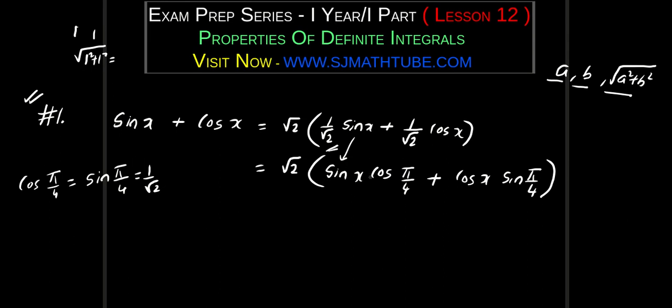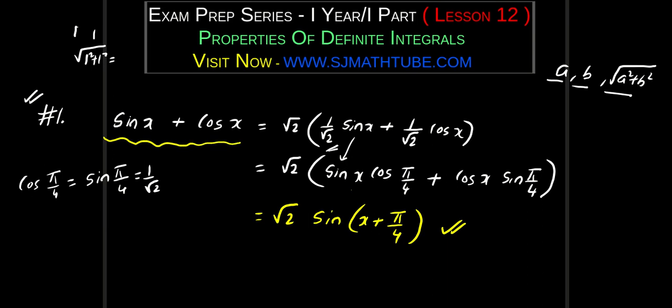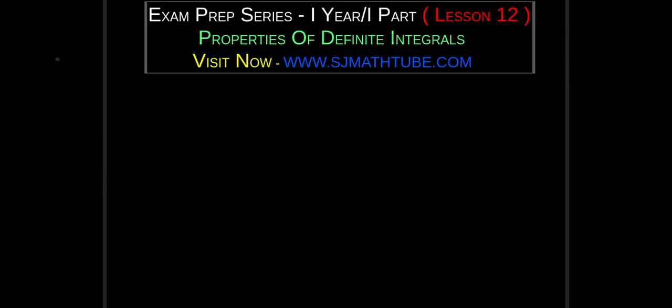I think you are able to see a formula which you have learned in your younger classes. What is sin a cos b plus cos a sin b? Sin a plus b. Okay, so this is point number 1. So what we just learned is how to convert sin x plus cos x into the form sin of a plus b. Okay, now point number 2.